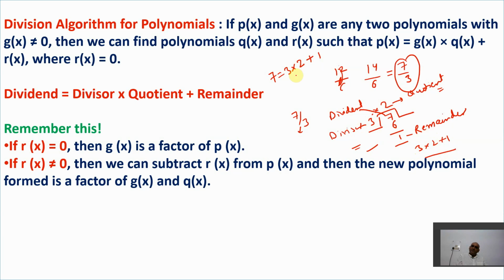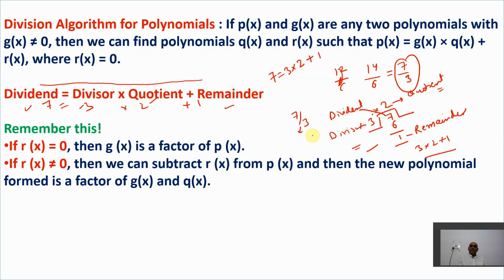Now what is this form? This form is nothing but the same thing. 7 is equal to 3 into 2 plus 1. So 7 is the dividend here, 3 is the divisor, 2 is the quotient and 1 is the remainder. This is a very important formula: dividend is equal to divisor into quotient plus remainder. A very important concept. So you always have to remember this, right?